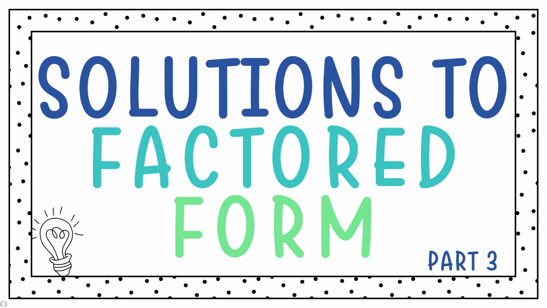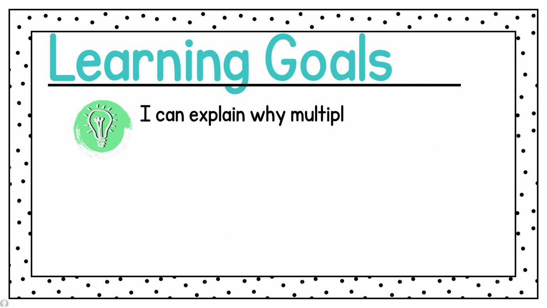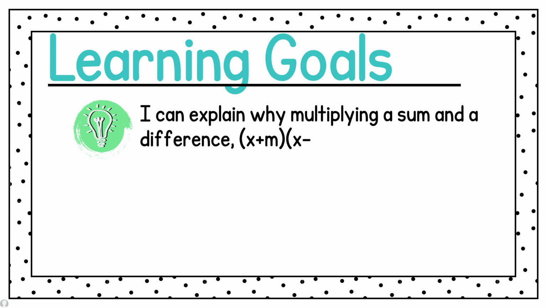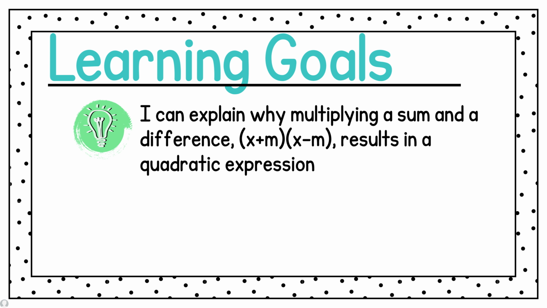Solutions to Factored Form Part 3. In this video, you'll learn why multiplying a sum and a difference, like x plus m times x minus m, results in a quadratic expression with no linear term.